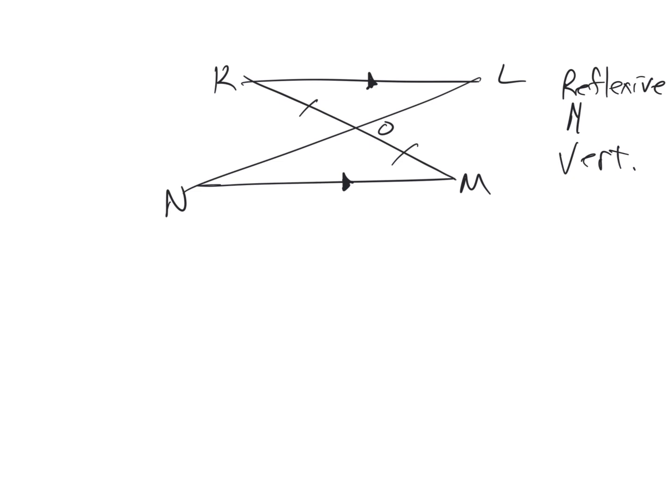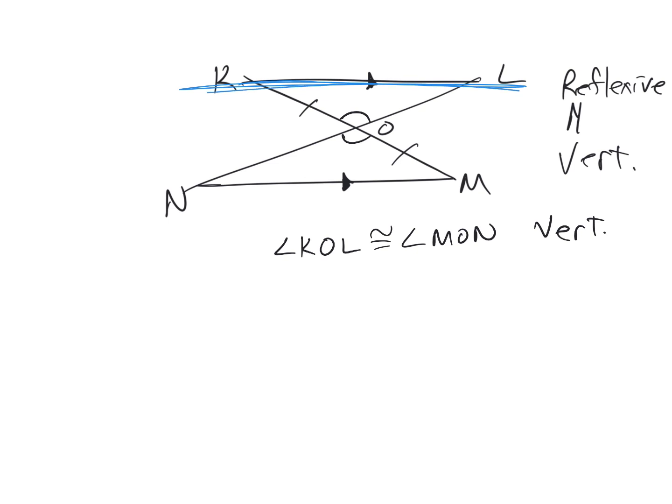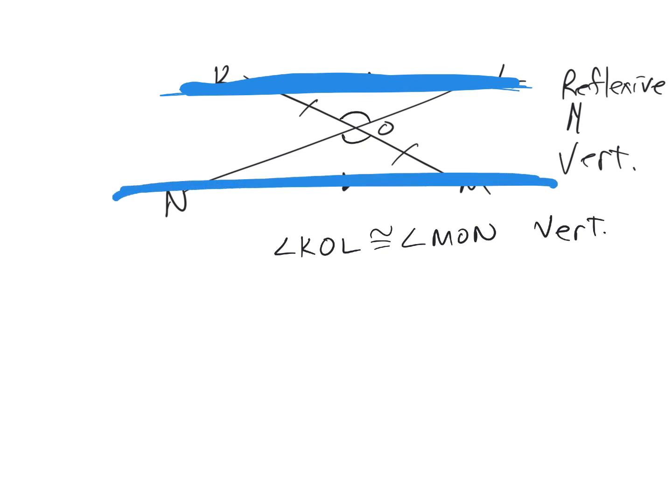So off the bat, I see vertical angles here. So I can say those 2 angles are congruent. So angle KOL is congruent to angle MON. Vertical angles. Then I also see parallel lines. So parallel lines, oh, these a little bit bigger, cut by a transversal. Alternate interior angles.